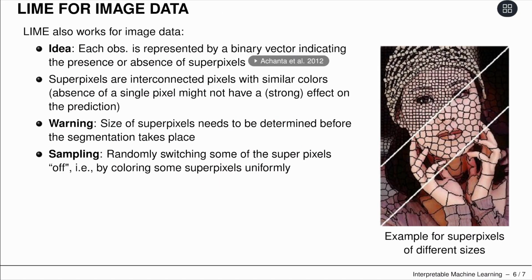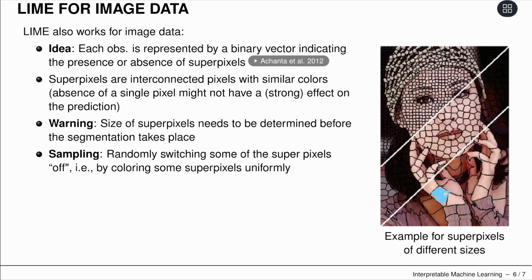We can do more of the same idea now for image data, right? So each observation is now represented by a binary vector indicating the presence or the absence of a superpixel, right? What you can also do is trying to remove that. Maybe from one of the first videos you remember the Husky example. It was exactly this line.